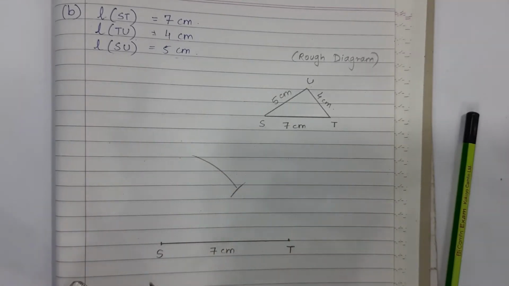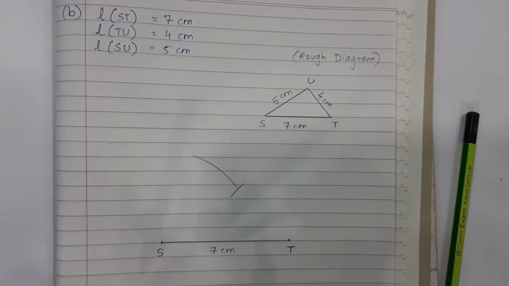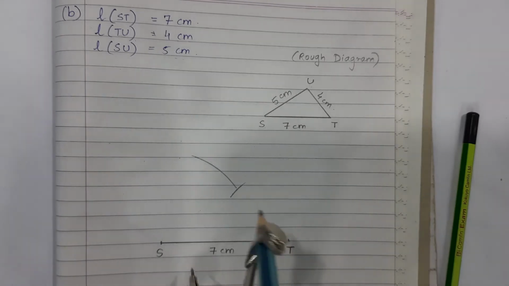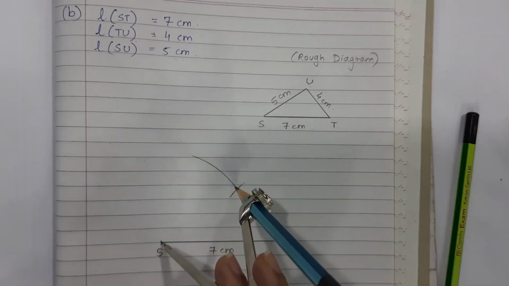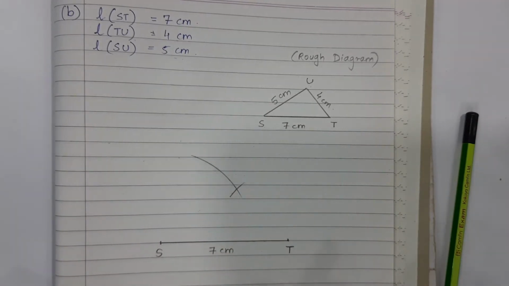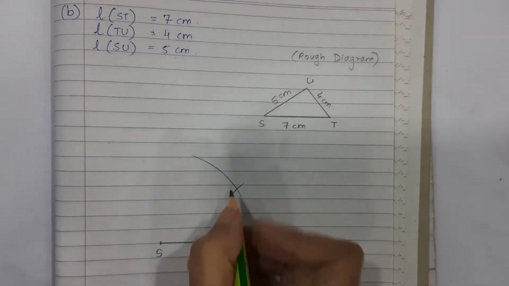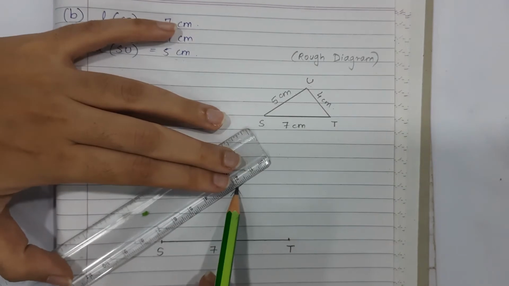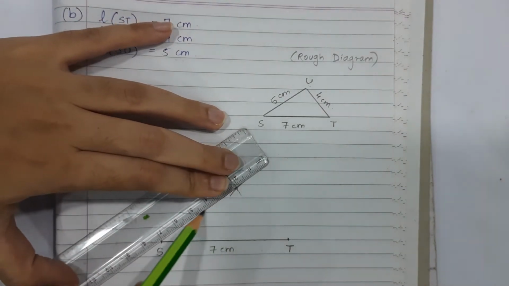See students, we can see that the two arcs are not crossing each other. So what I will do, I will again take 5 centimeter, place it on point S and make the arc again. See, you all can do it. Now the two arcs are intersecting each other. Darken the point where they are intersecting and now join the sides.